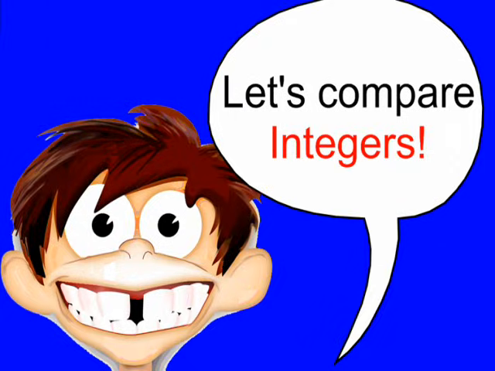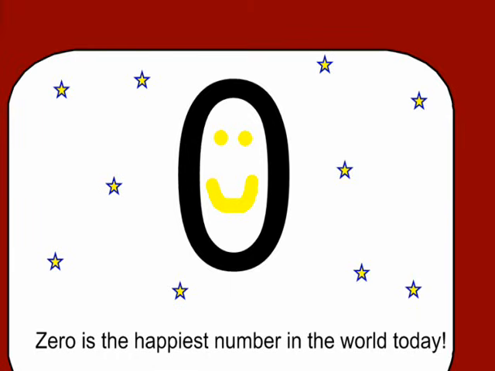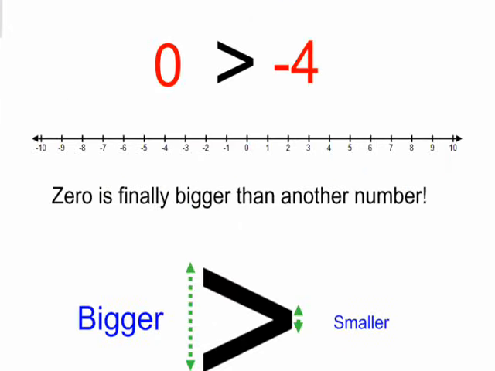So let's compare integers. Now there's no happier number than 0, because in elementary school, pretty much any time you're comparing numbers, 0 is always the smallest number. But not today, and not when you're comparing negative numbers. 0 is actually bigger. If you take a look at this number line, 0 is larger than any number on this side of the number line. So 0 is larger than any negative number.